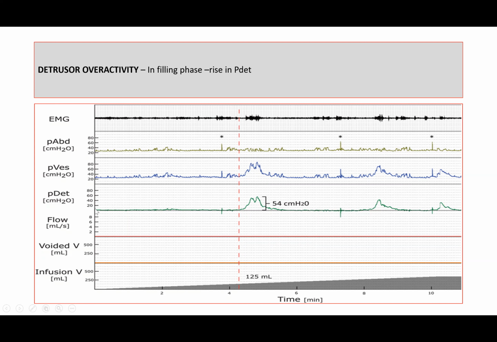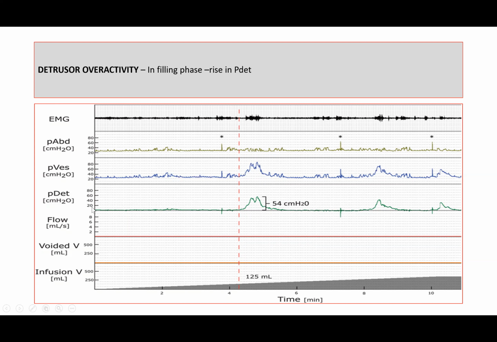Now we will see the rise in the abdominal pressure. Can we see any rise, any significant rise? No. What about the bladder pressure, the vesical pressure? Do we see any rise? Yes, there is rise here, one here, another one here.